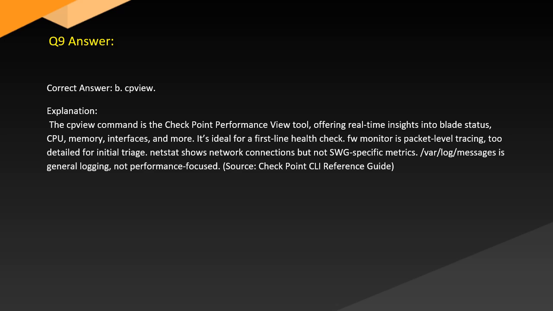Answer. Correct answer: B. CPView. Explanation: the CPView command is the Check Point performance view tool, offering real-time insights into blade stats, CPU, memory, interfaces, and more. It's ideal for a first-line health check. FW Monitor is packet-level tracing, too detailed for an initial triage. Netstat shows network connections but not gateway-specific metrics. Var log messages is general logging, not performance-focused. Source: Check Point Reference Guide.